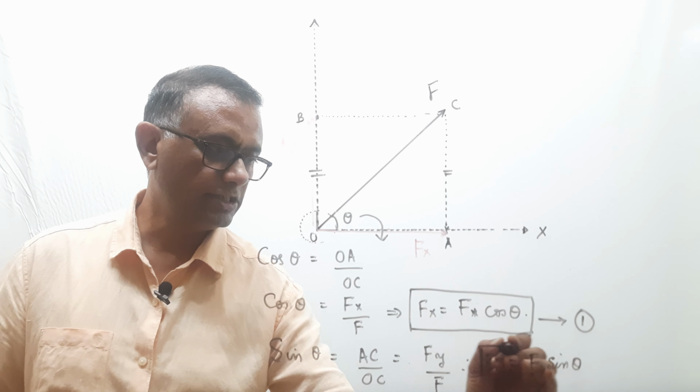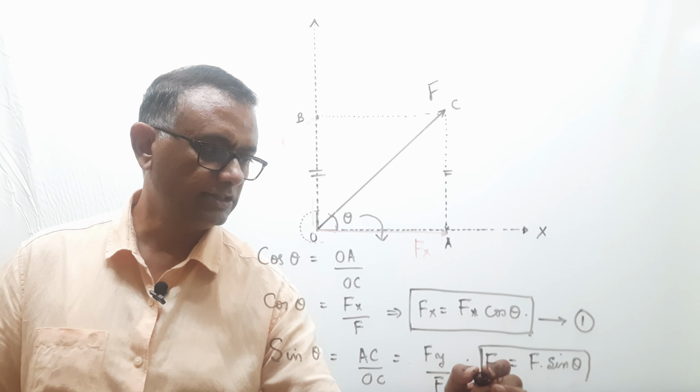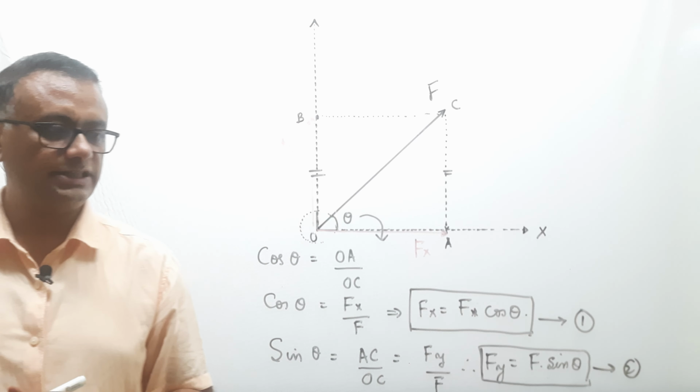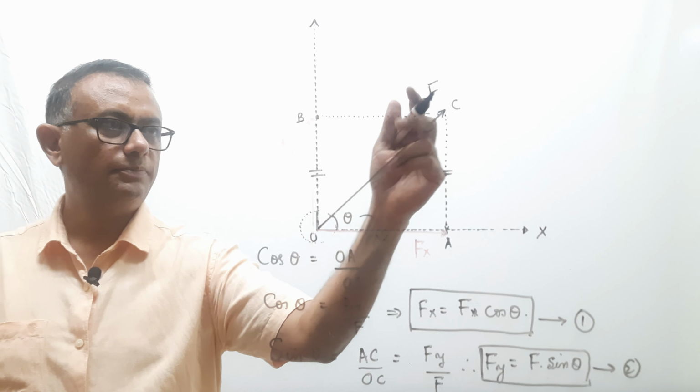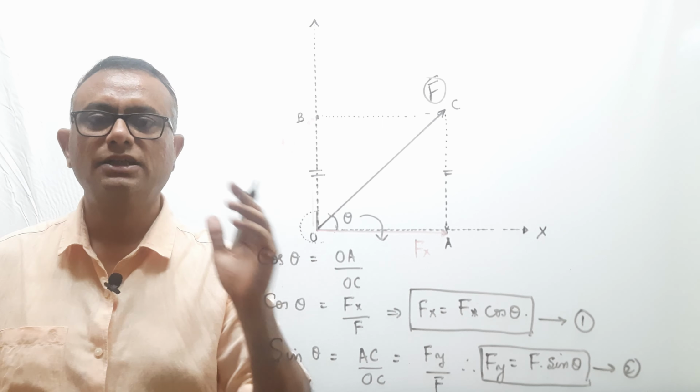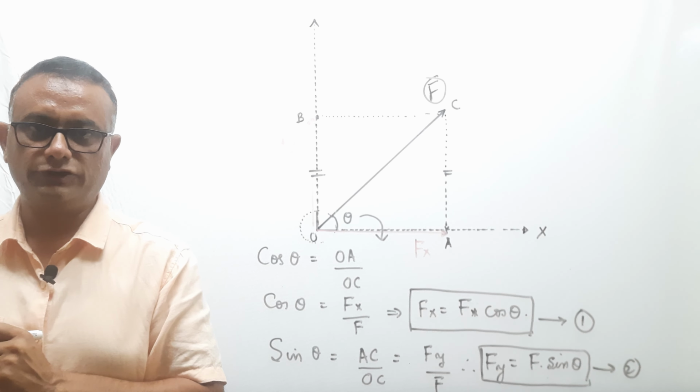So Fx is equal to F cos theta, Fy is equal to F sine theta. These are the two forces which we were seeking. In fact, breaking up this force F into F cos theta and F sine theta is what is called the resolution of the force.